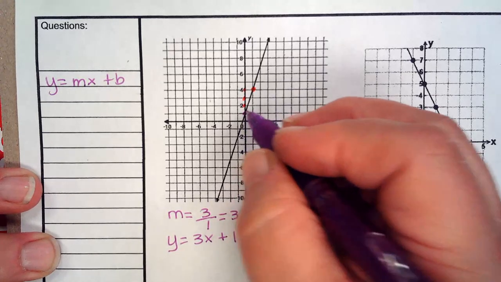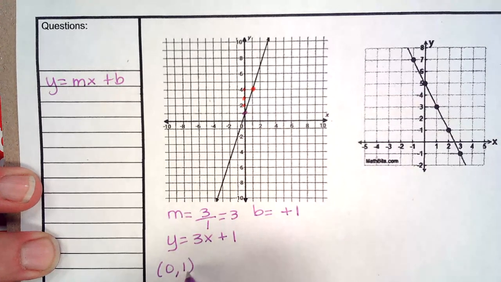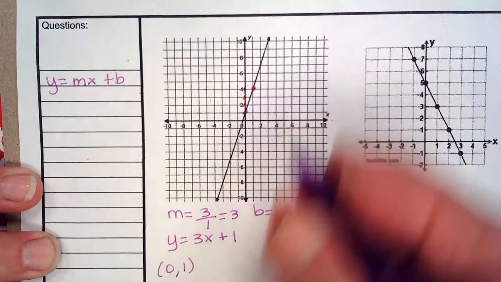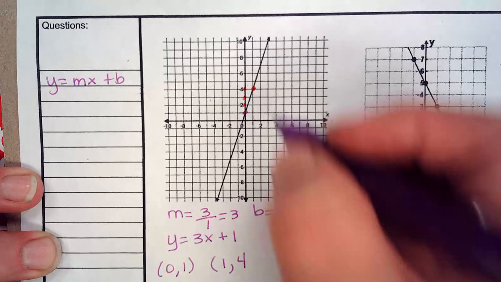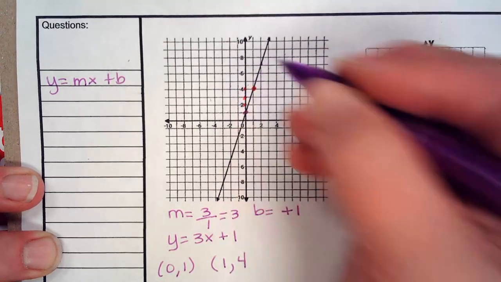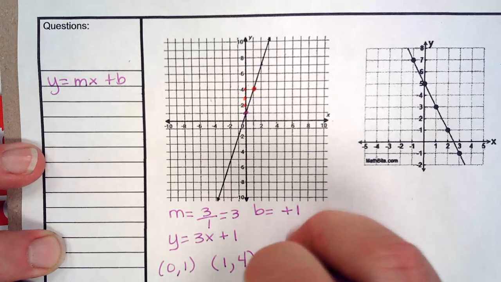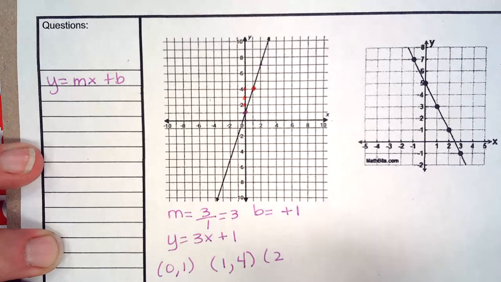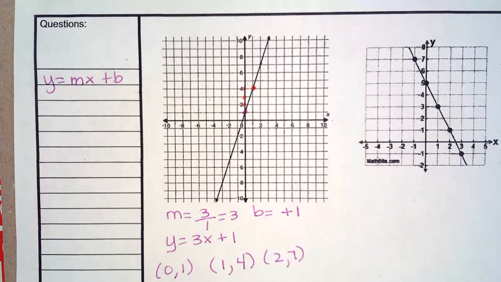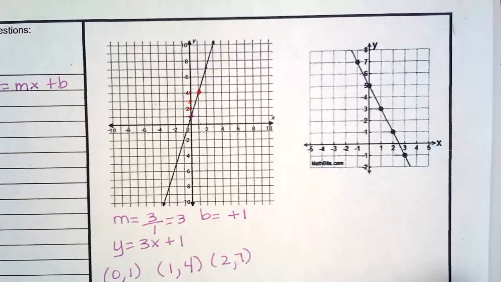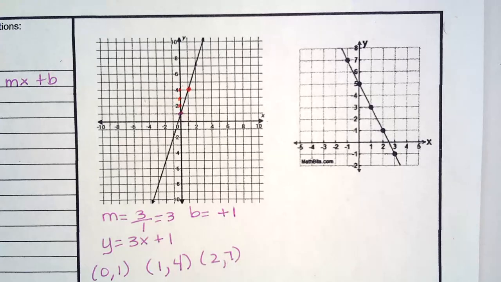Okay, this point here is 0, 1. This point up here is 1, 4. If I go over to 2, it is 2, 7. As you can see, you can find an infinite number of solutions. Any questions? Okay, pause the video and see if you can do the next one on your own. If you can do the next one on your own, you know that you are getting the concept down. So pause the video, please.